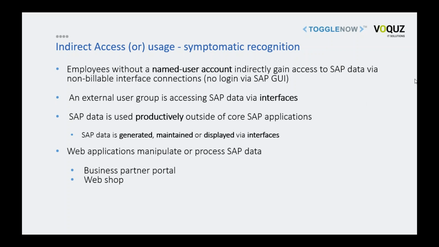So second bullet, it might be an external user group. So these could be your business partners that are maybe putting in orders. It could be a web shop. Oftentimes we work with companies that have built an e-commerce solution that might be writing back data to SAP. Overall, I think the common theme is you are generating, maintaining, or displaying data productively outside of the core SAP applications. So what that also means is that just because you might be running reports and displaying data, that doesn't protect you from potential SAP indirect access exposure. So it's really any kinds of data manipulation that will be important.